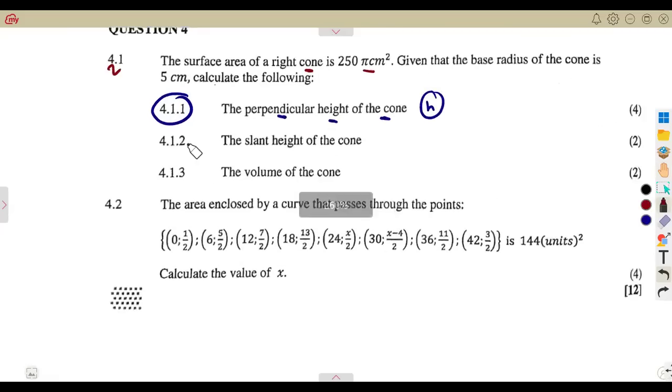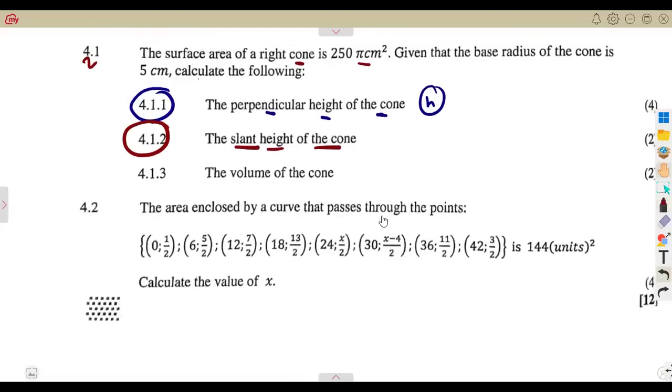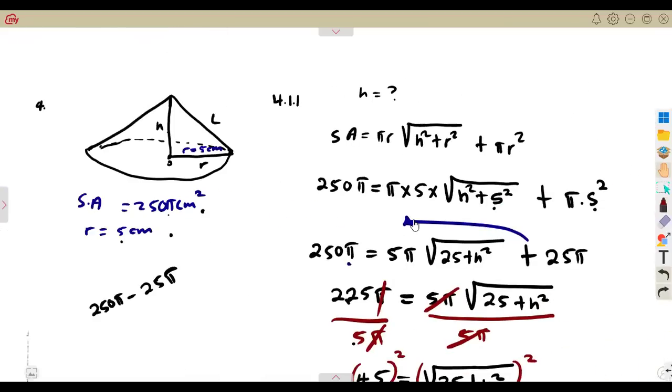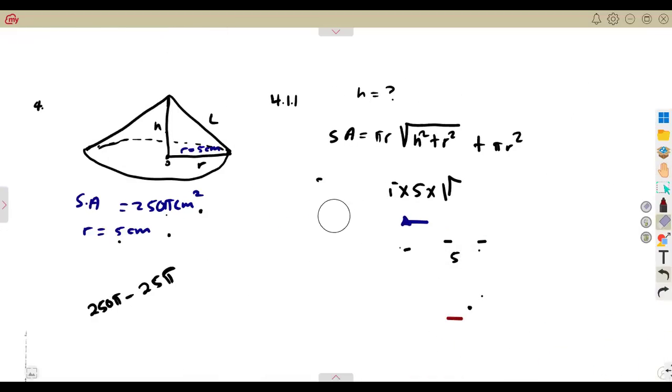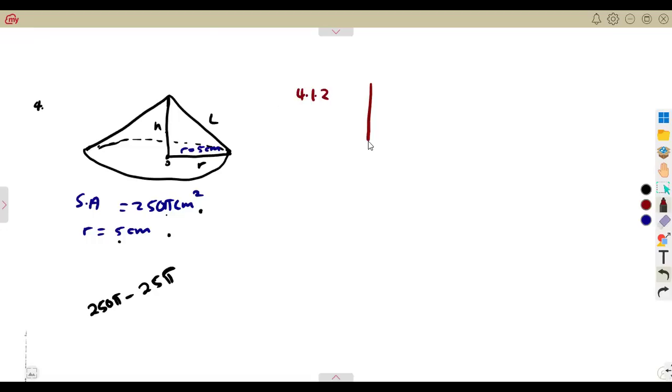Now it was to calculate 4.12, the slant height of the cone. So remember, the slant height of the cone is this L that we are seeing here. And we can see that we have got a right-angled triangle that is being formulated there. So we can use the height that we calculated and the radius that we are given to calculate the slant height, because we are forming a right-angled triangle from this. We are having something of this nature, a right-angled triangle here.